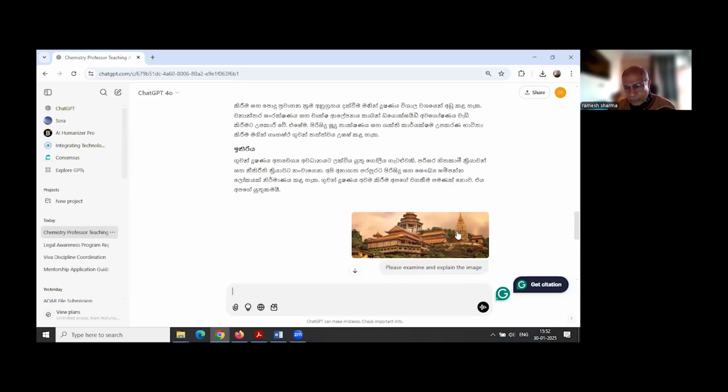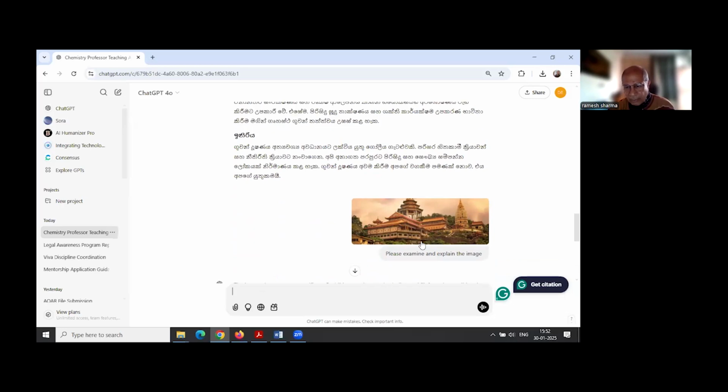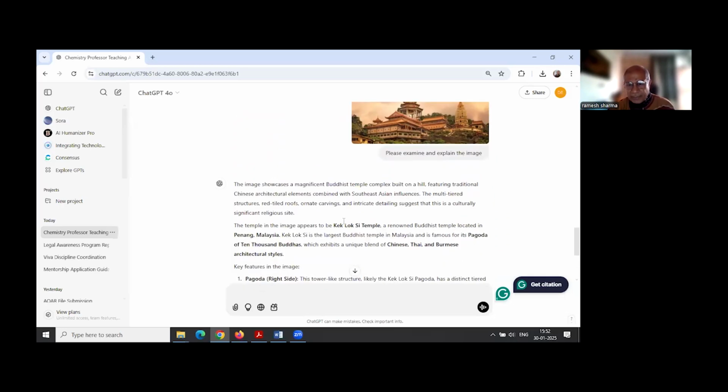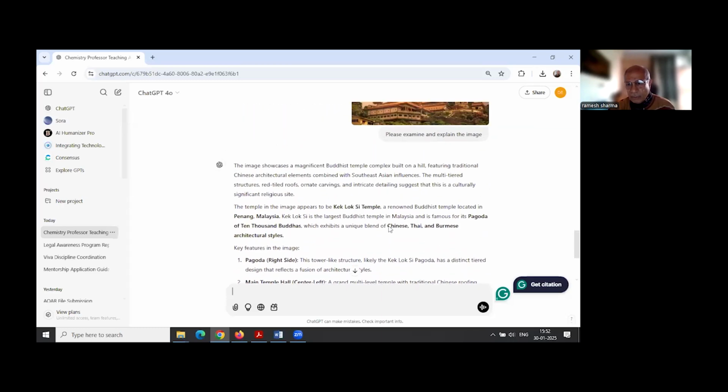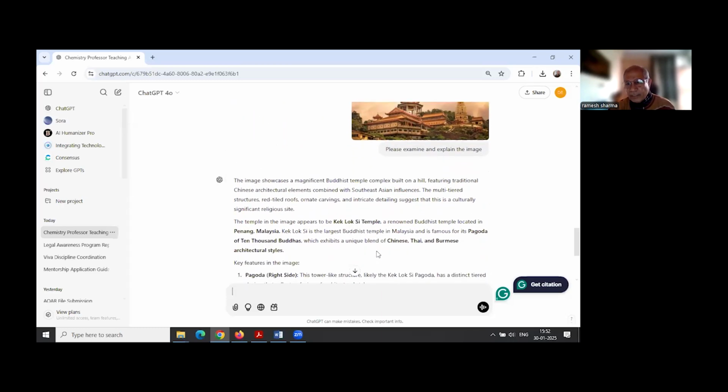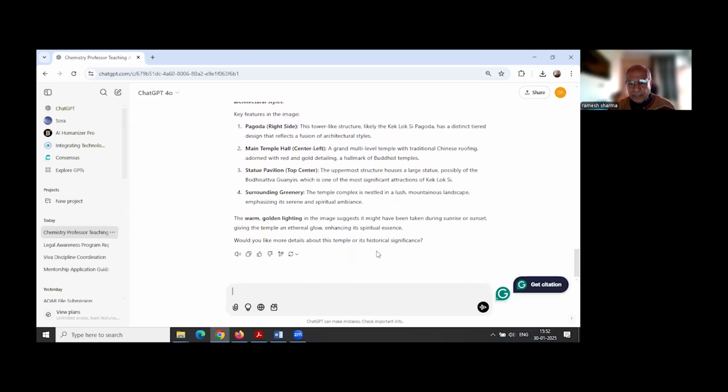I just uploaded the images of the top, and this photograph I took from around 1 kilometer away from the place, but it is successfully able to identify that the temple in the image appears to be Kek Lok Si temple. So now you can see the power. You can upload any image and it can help you in identifying and analyzing the same thing.